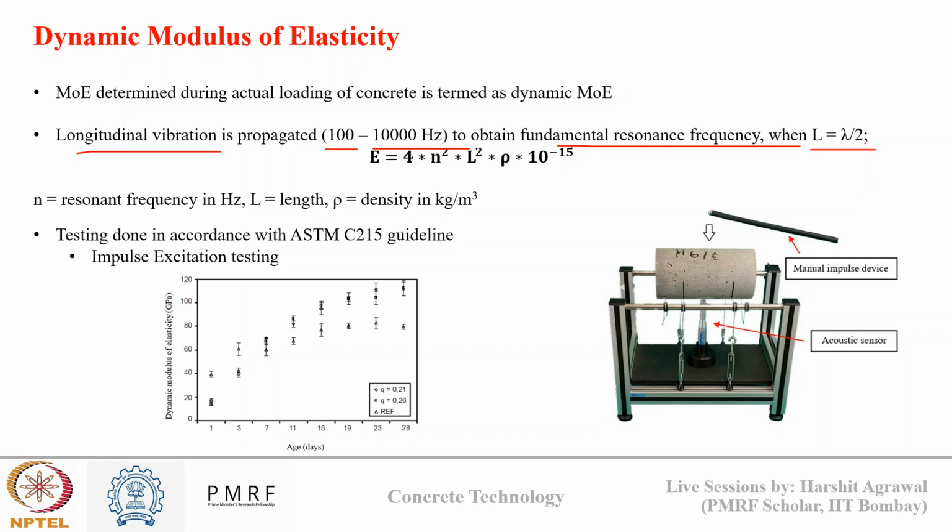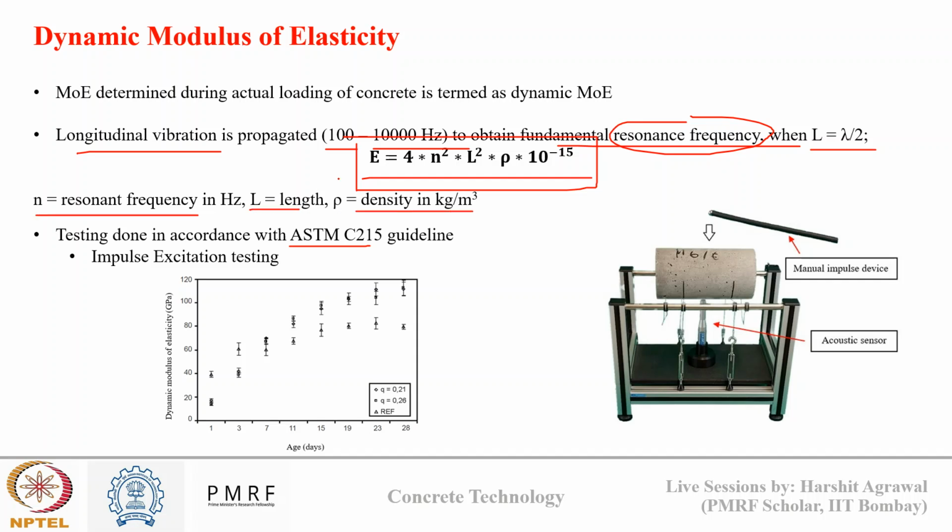By supplying a longitudinal vibration in this range and obtaining the resonance frequency, we calculate the modulus of elasticity using this formula, which is given in the code ASTM C215. We have the length of the sample, we know the density of the sample, and we know its resonant frequency. From this we determine the dynamic modulus of elasticity, and there is a code which standardizes how this testing is done.